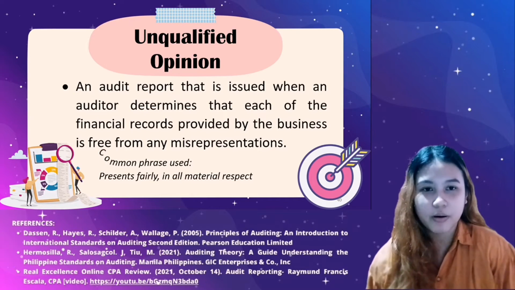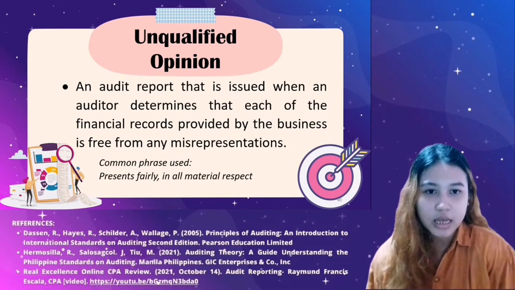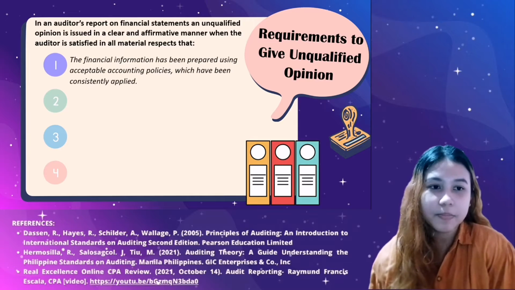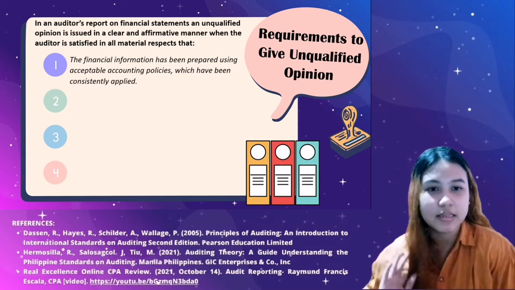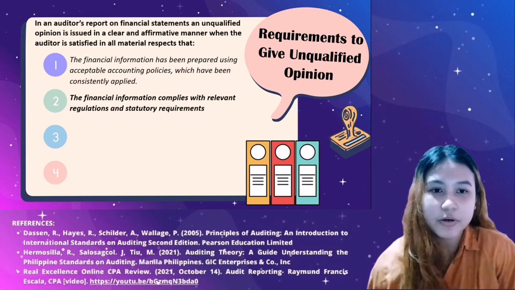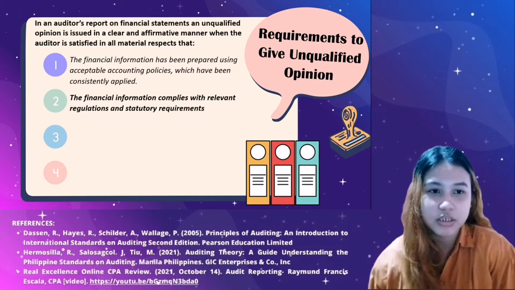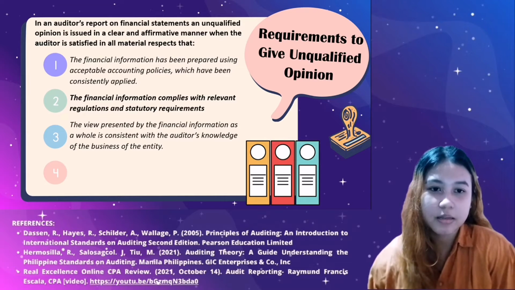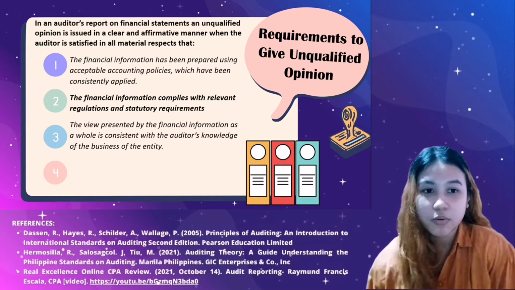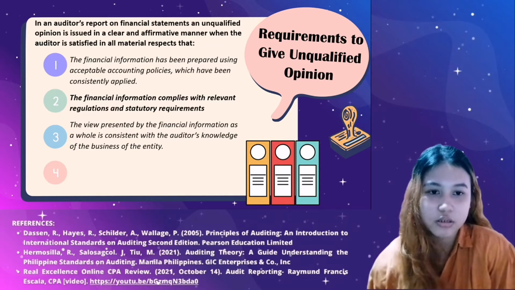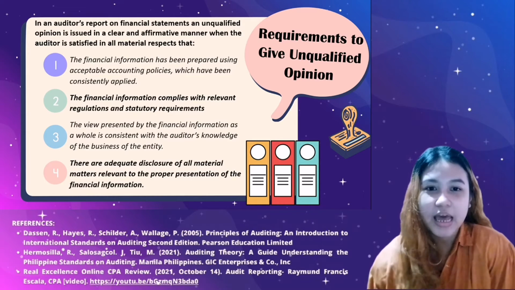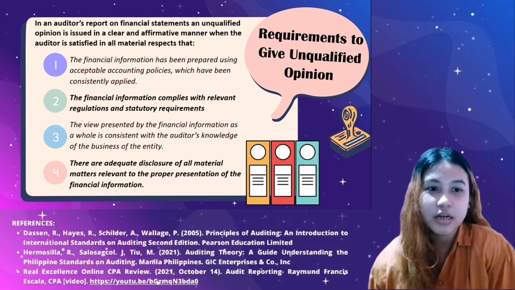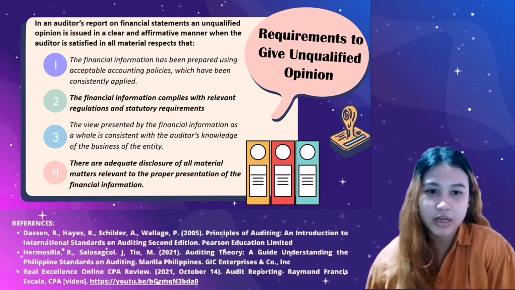So we have four requirements to give an unqualified opinion. First, the financial information has been prepared using acceptable accounting policies which have been consistently applied. The second one is the financial information complies with relevant regulations and statutory requirements. And the third, the view presented by the financial information as a whole is consistent with the auditor's knowledge of the business of the entity. And the last, there is adequate disclosure of all material matters relevant to the proper presentation of the financial information.